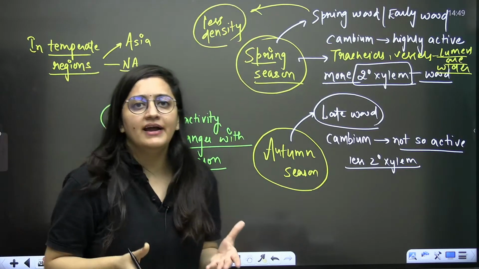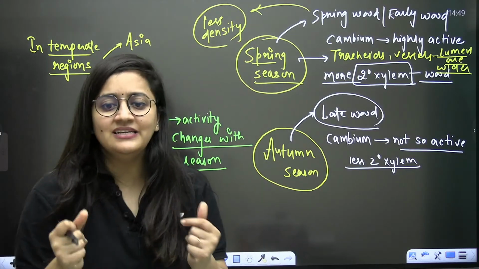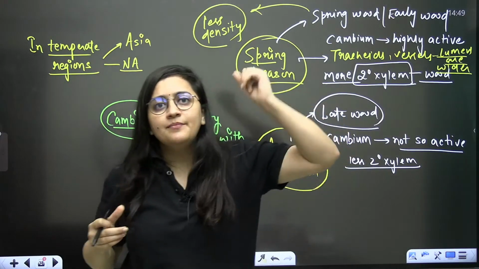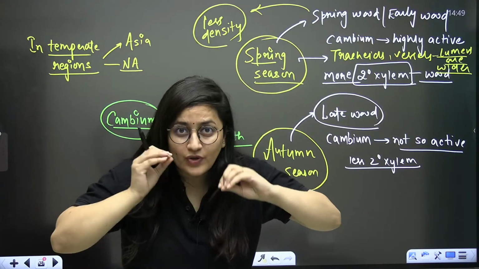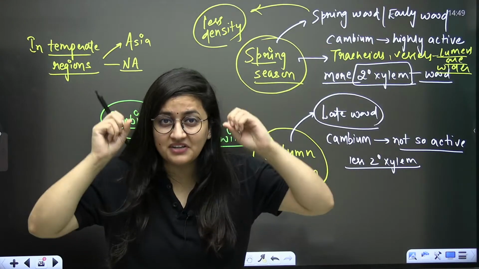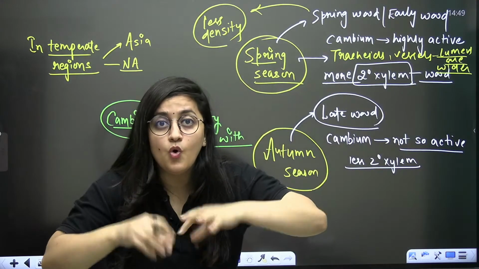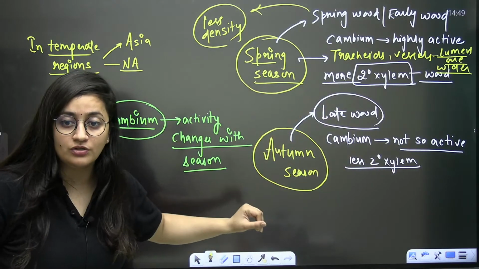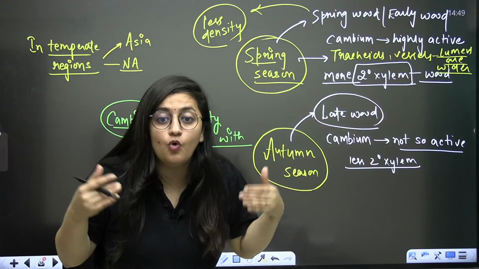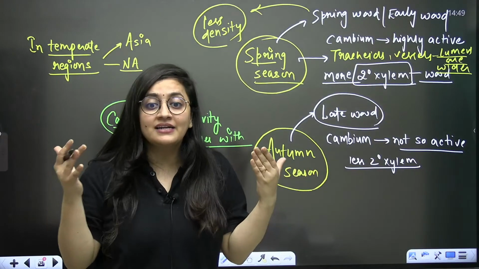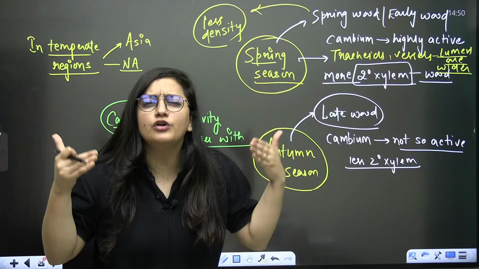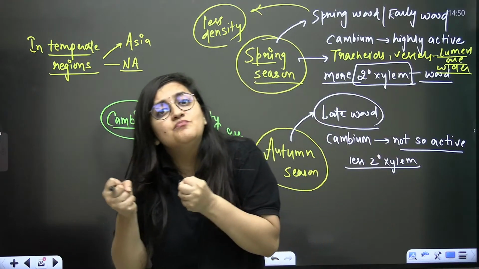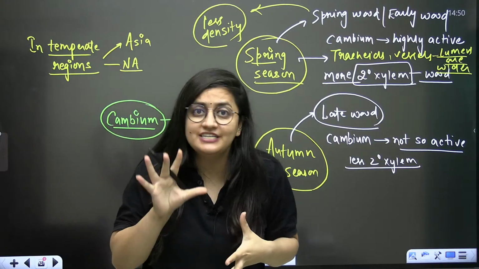Why are they wide? It's very simple. There is no need to cram it. Now my cambium is more active. It is doing a lot of activity. It is very, very active. It is adding more secondary xylem and more secondary phloem in comparison to the autumn season. So obviously it needs more water for its activity, isn't it?